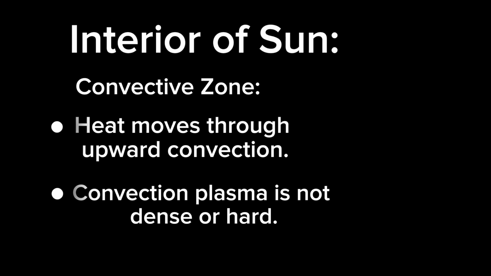As a result, thermal convection occurs, and once the material cools off at the surface, it plunges downward to the base of the convective zone to absorb more heat from the top of the radiative zone and then repeats the cycle.